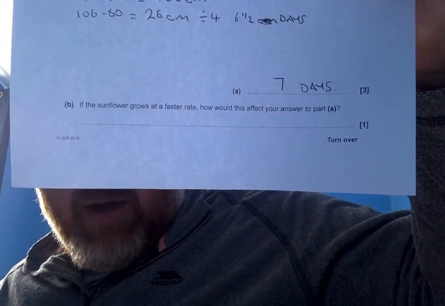Okay. If the sunflower grows at a faster rate, how would this affect your answer to part A? Well, if it grows faster, it's going to get to the 26 centimetres in a faster time or a quicker time. So I'm going to put a couple of things here. Decrease amount of time to grow to more than 1.06 metres, or something to that effect.